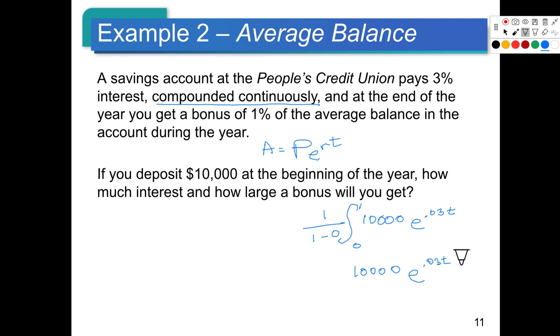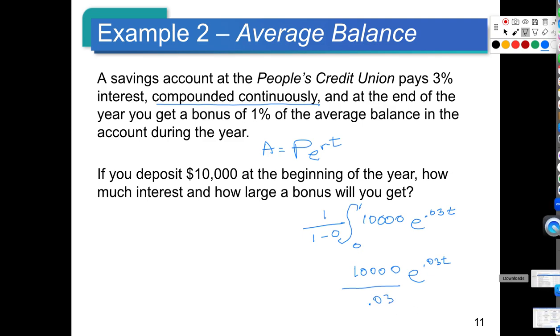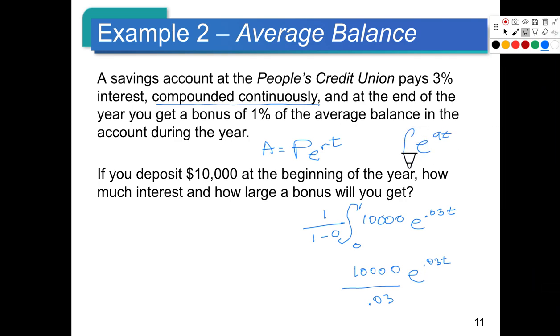0.03t. But the way I like to remember it, if I take the derivative of this, I'm going to get an extra 0.03 coming down, right? Because of the chain rule. So I need to divide that out. There's a shortcut rule: if you integrate e to the at, it's always going to be 1 over a times e to the at.